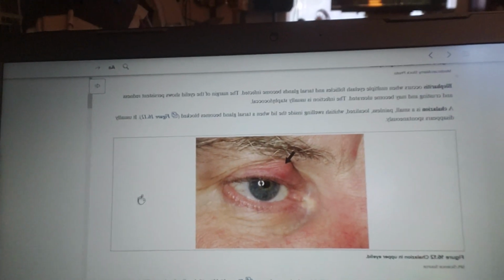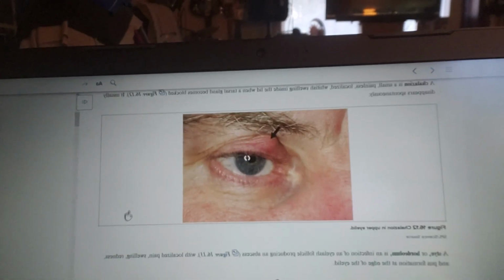What do we have here? So we've got ptosis and chalazion. Oof, and this is a sty. A sty or hordeolum is an infection of an eyelash follicle producing an abscess with localized pain, swelling, redness, and pus formation at the edge of the eyelid.